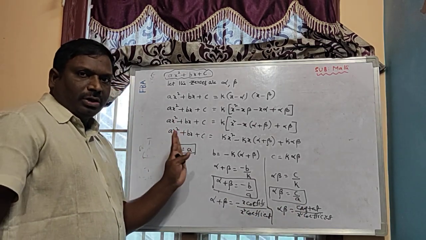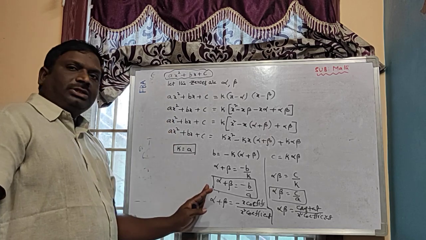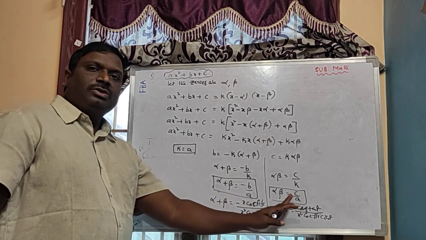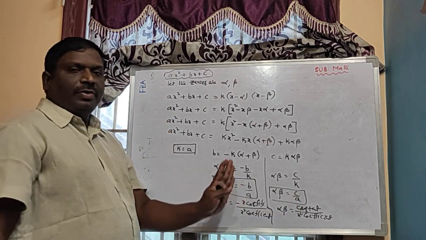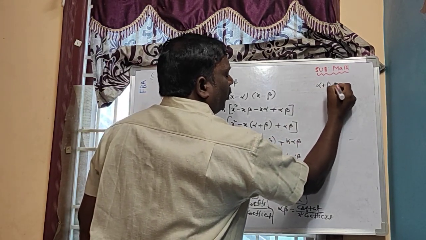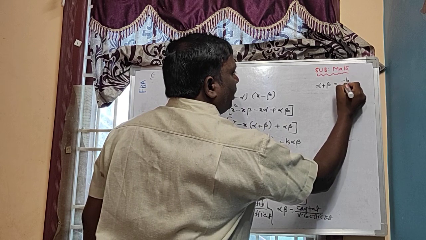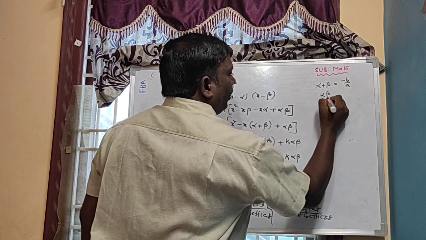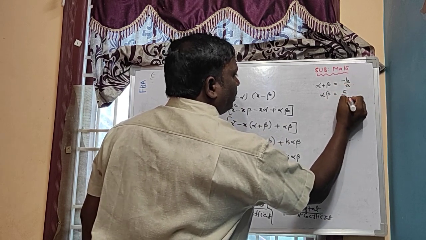So, are you clear about the concept? The sum of the zeros is minus b by a, and the product of the zeros is c by a. Those two are the formulas for a quadratic polynomial: alpha plus beta equals minus b by a and alpha into beta equals c by a.